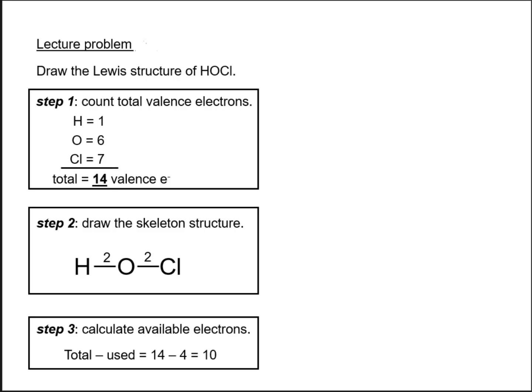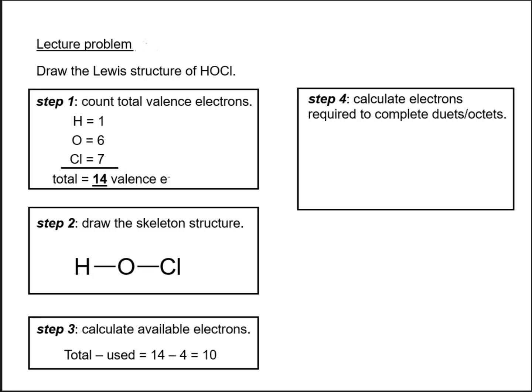So we have 10 electrons available, but let's see how many electrons we need in order to complete this structure. If you look at your skeleton, hydrogen doesn't need any electrons. It's already duet and it's complete and it's happy. However, oxygen still needs 4 more electrons to be octet, and chlorine needs 6 more electrons to be octet. So I still need 10 electrons in order to complete the octet of chlorine and oxygen. So 10 electrons are required.